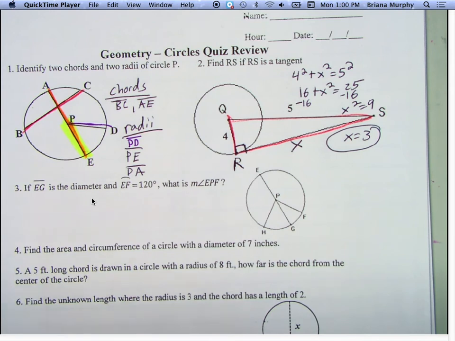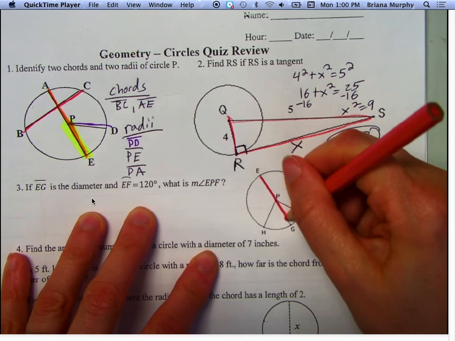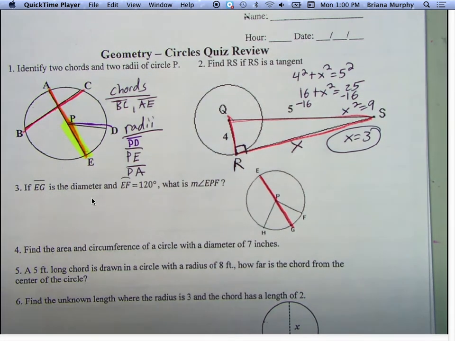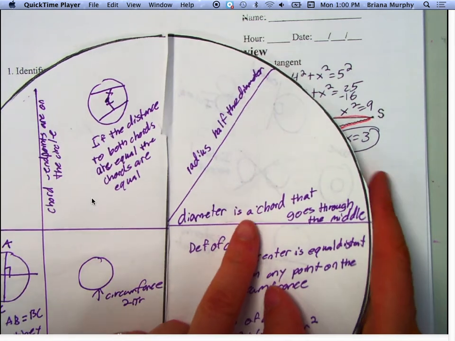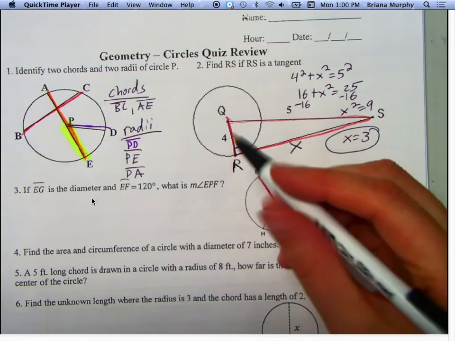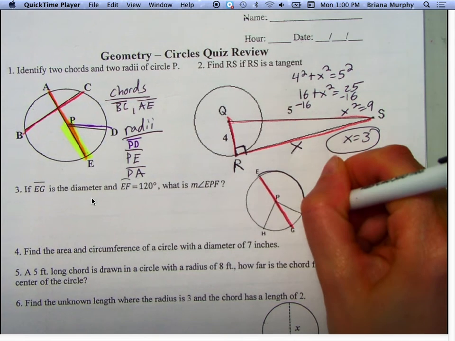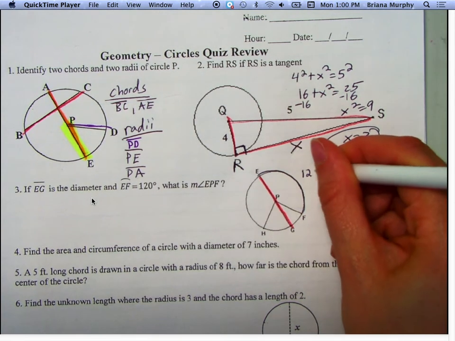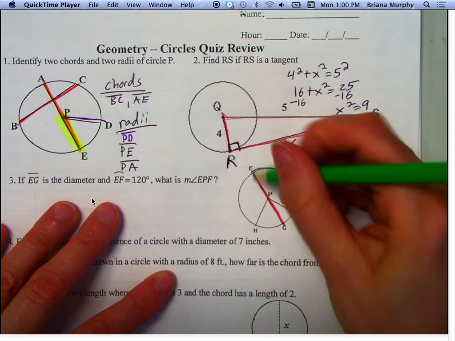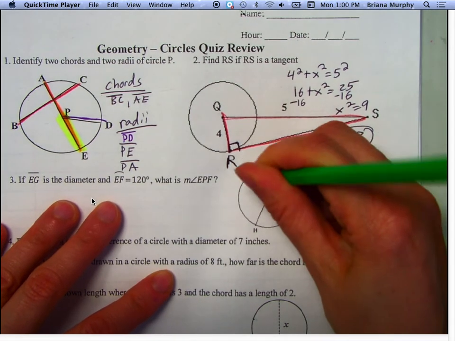All right, we're going to move on to the third one. If EG is a diameter, so here to here, we're saying this is a diameter, and we know a diameter is a chord that goes through the middle, and if you forget that, don't worry, it's in your circle book. And E to F is 120 degrees. That arc is 120 degrees. What is the angle EPF? What is the degrees?